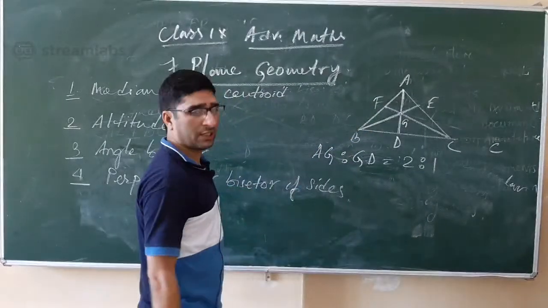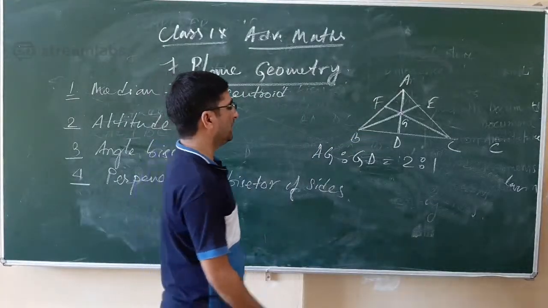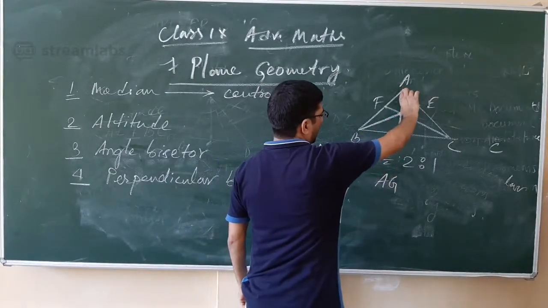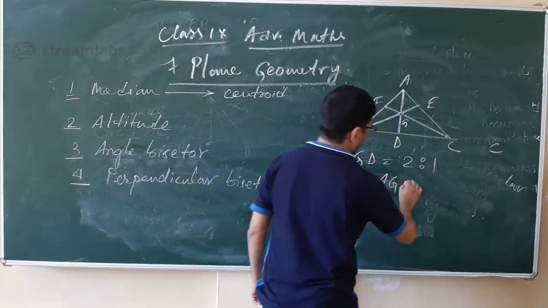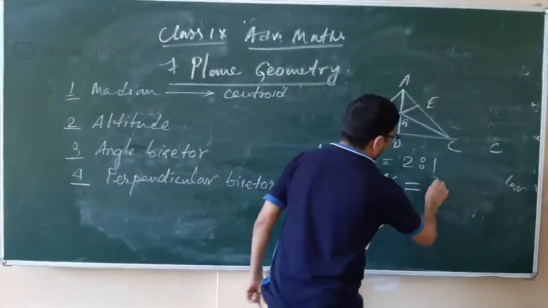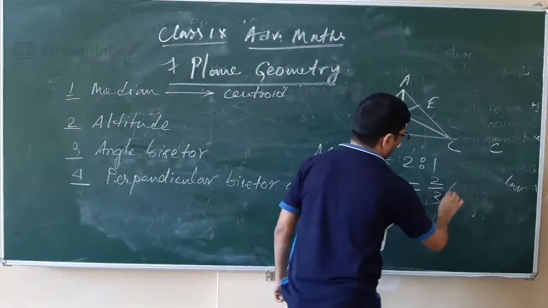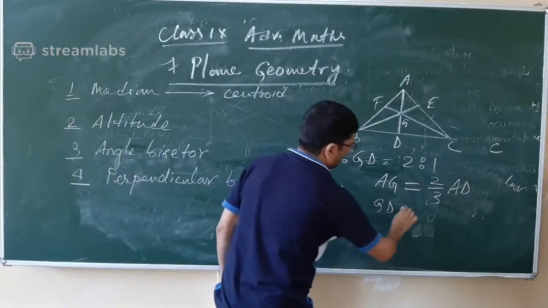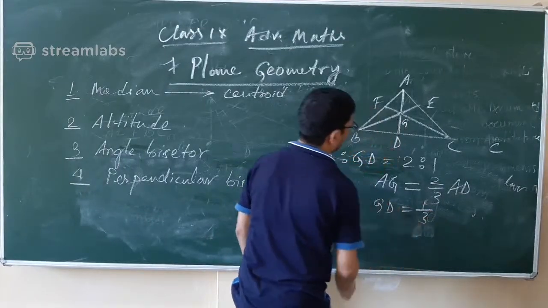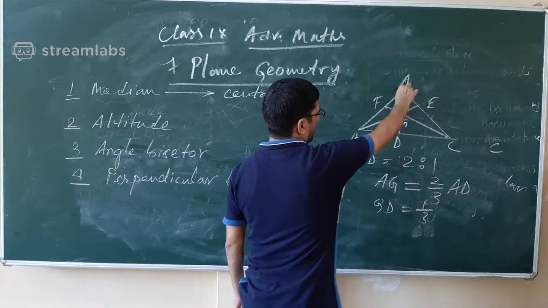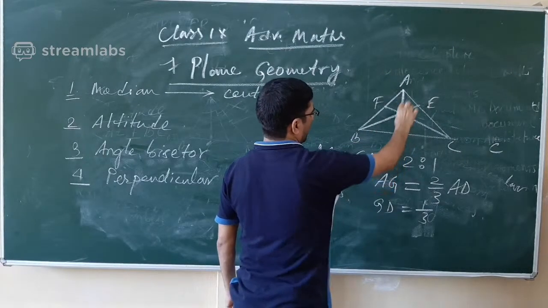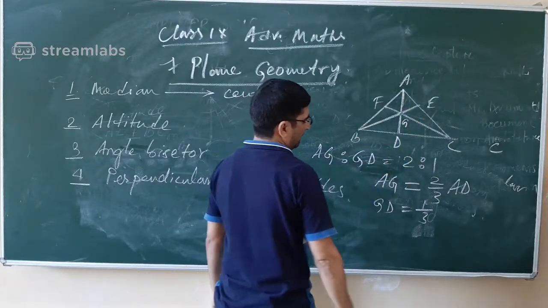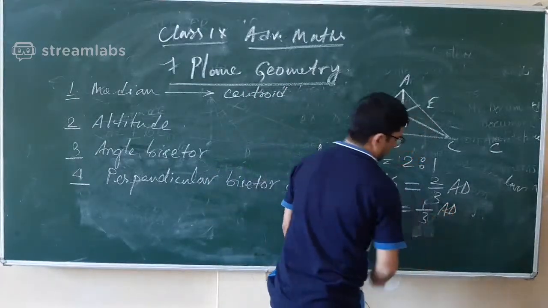In another way you can understand, this AG is the two parts and this is one part. That's why AG is equal to 2/3 of the total AD. Similarly, GD is equal to 1/3 of the whole median AD. AG is 2/3 of the median and GD is 1/3 of the median AD.